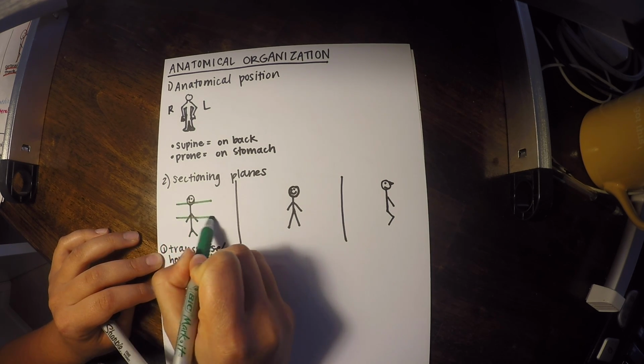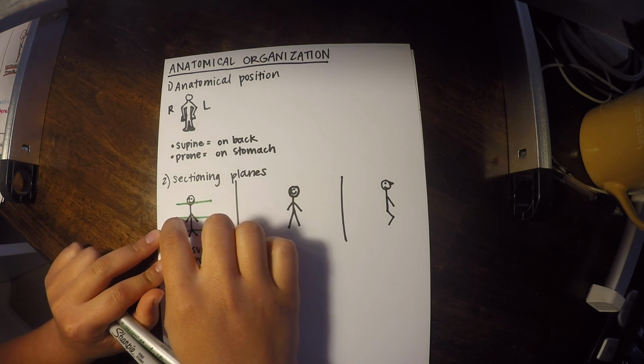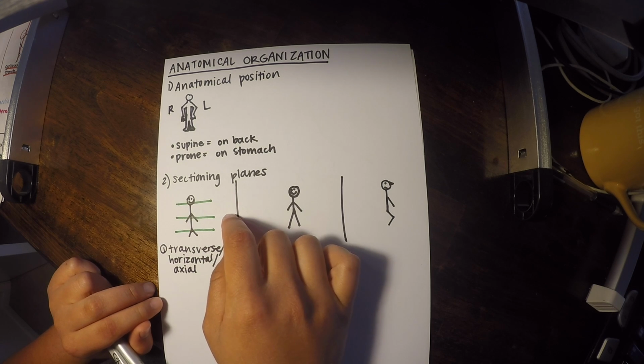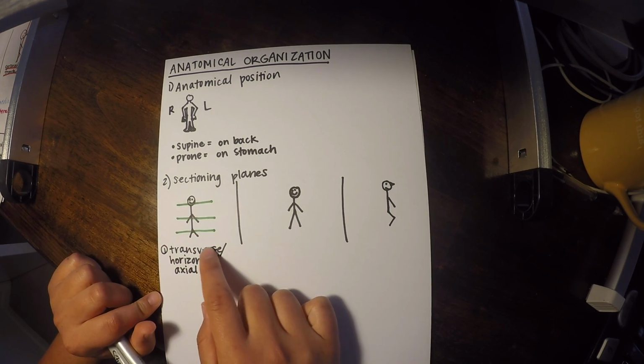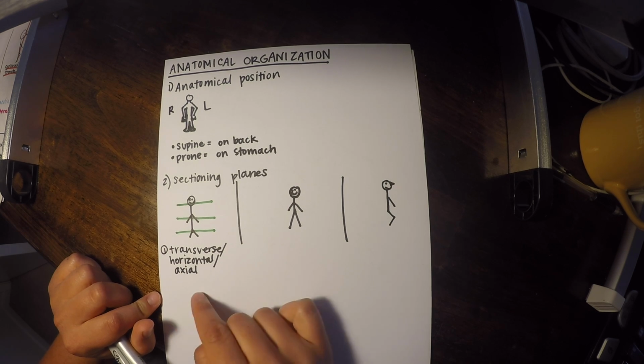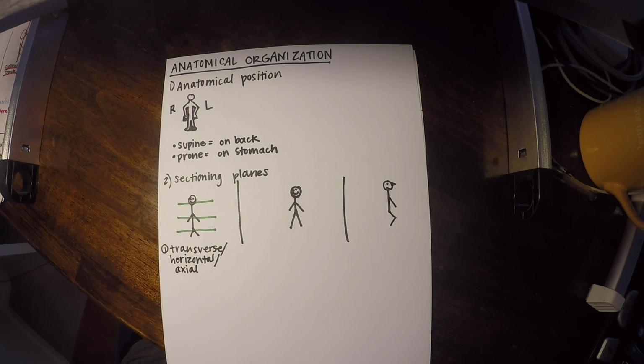This is going to be the plane we're talking about. So we're going to be talking about the plane going across someone's body, and I drew 3 different green lines to represent this transverse, horizontal, or axial plane, because this is going to be very important in terms of how we talk about different structures for anatomy.